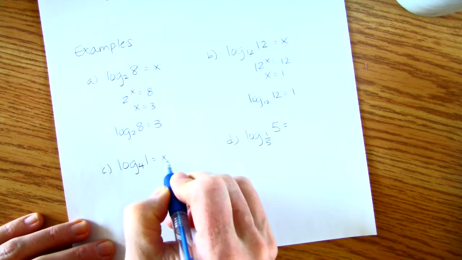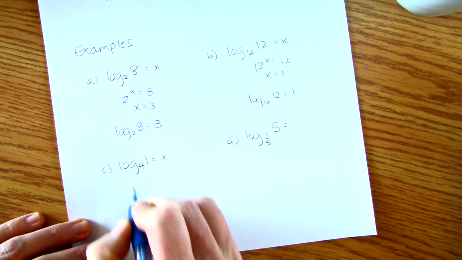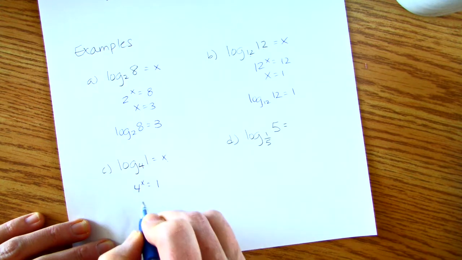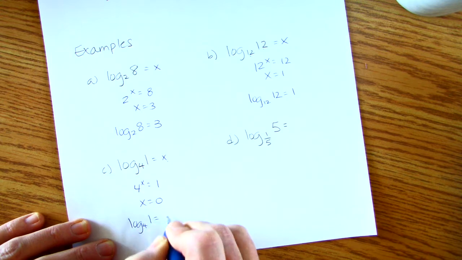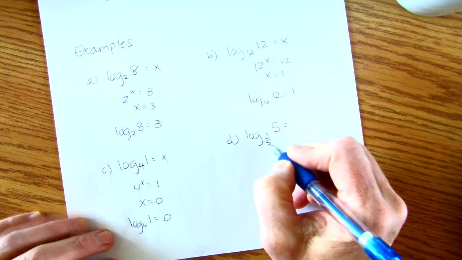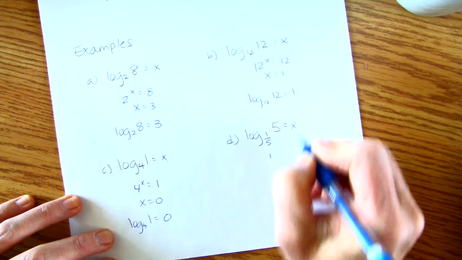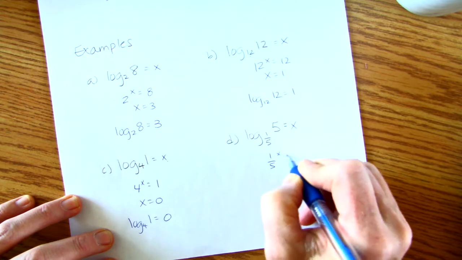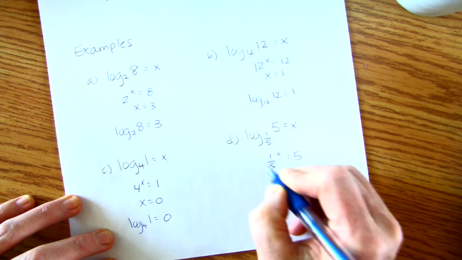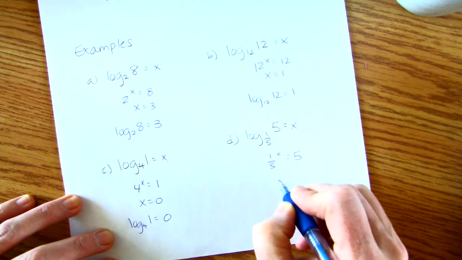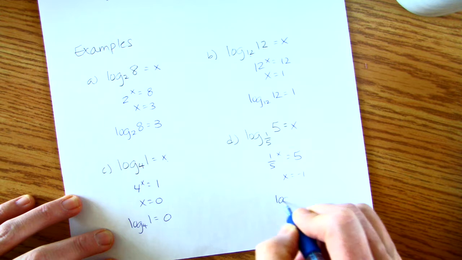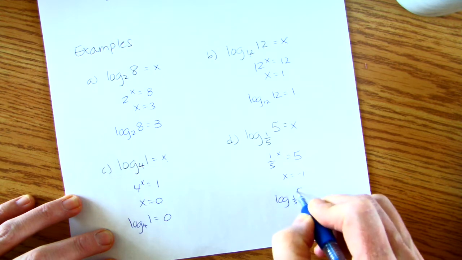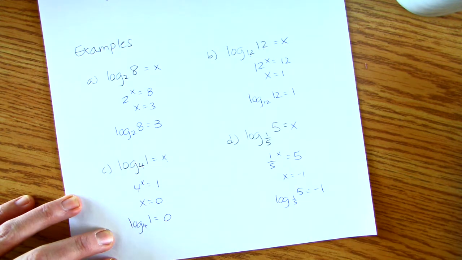4 to the what equals 1? Hopefully we all remember now that x is 0. So this sentence is log base 4 of 1 is 0. Getting a little tricky here. 1/5 to the what equals 5? Well, I need to flip 1/5. How do I flip 1/5? I raise it to the negative 1. So log base 1/5 of 5 is negative 1.